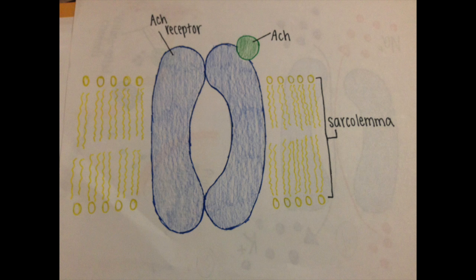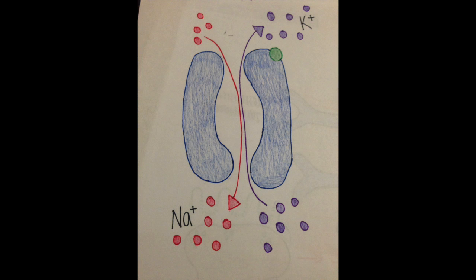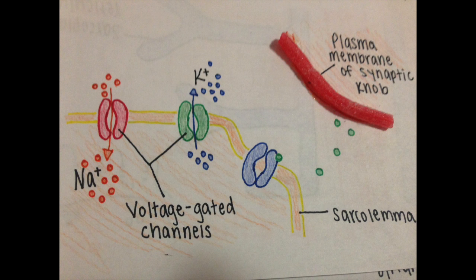The acetylcholine receptors that are connected to the sarcolemma bind to the acetylcholine. When acetylcholine binds to the receptor, it opens up and sodium goes in and potassium goes out. The voltage change in the end plate region opens nearby voltage-gated channels, producing an action potential.